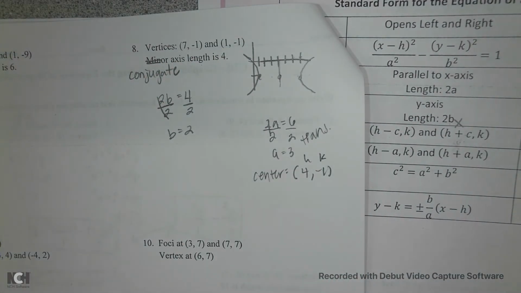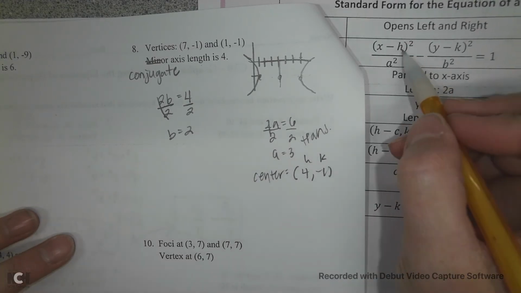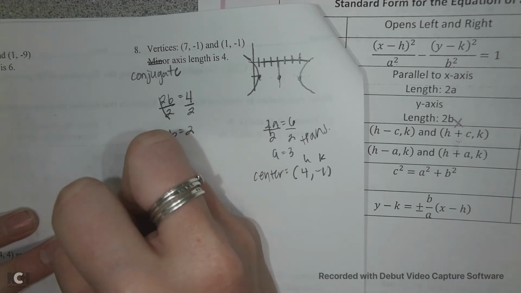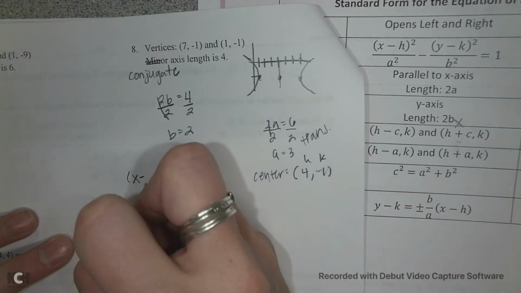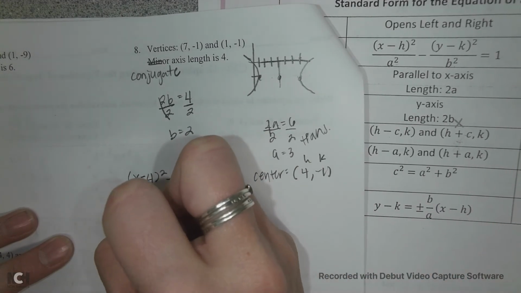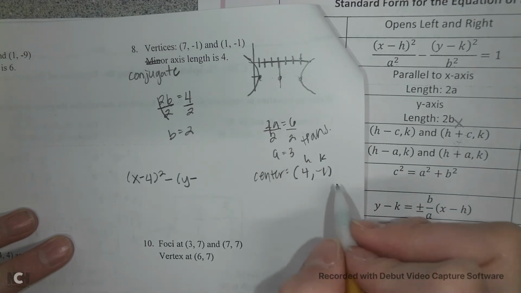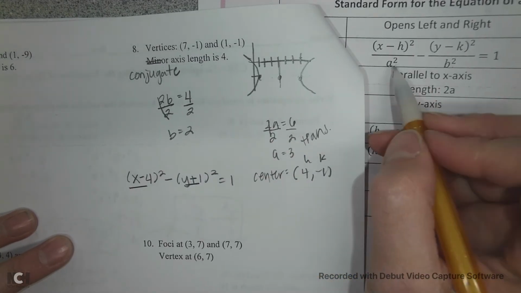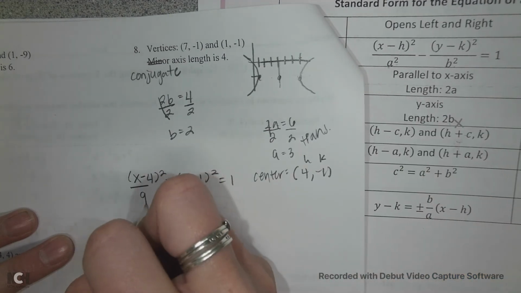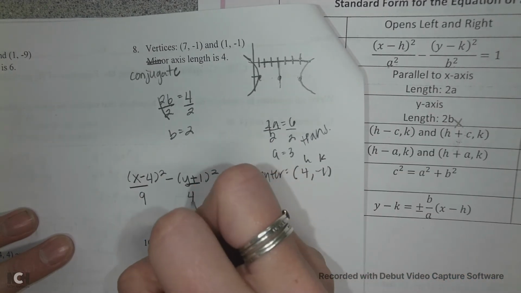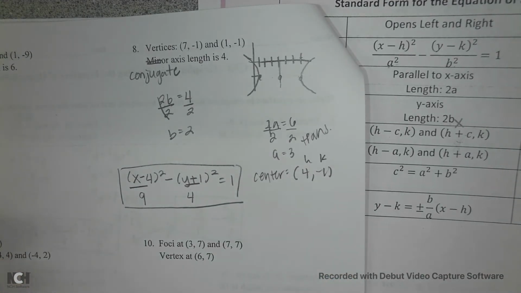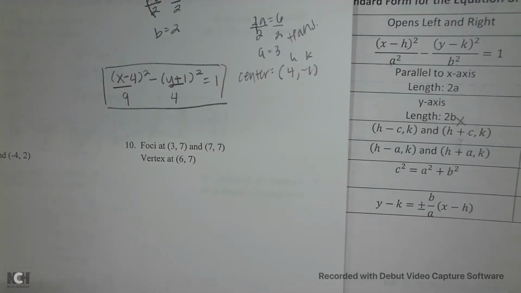And I have all the pieces I need to write my formula, so I don't need to do anything else, because all I need is my center and my A and my B. So this one's nice. So we do x minus h, and h is 4, squared, and then minus y minus k, which is -1, squared. And then I put a squared underneath the first one, so 9, and b squared under the second one, so 4. And there is that. So there's that one. Okay, number 10.